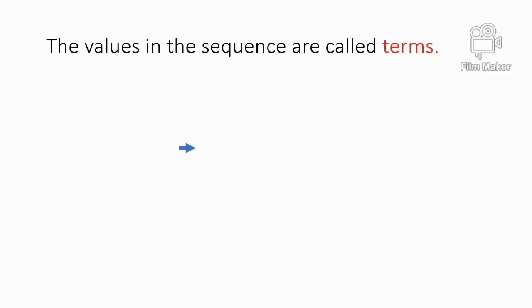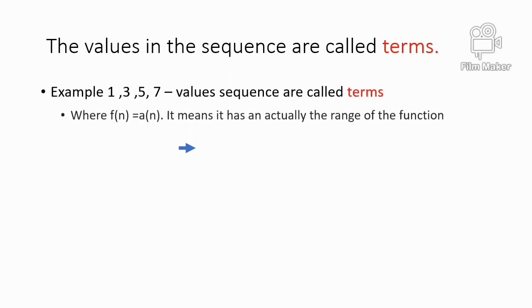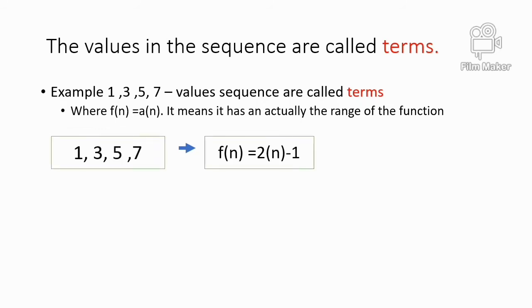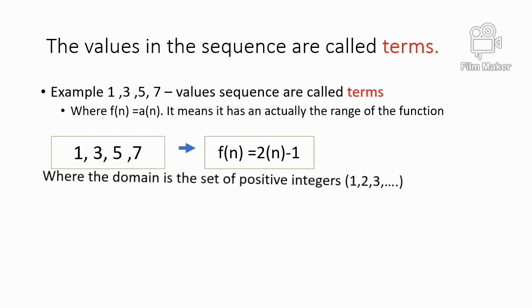The values in the sequence are called terms. Example: 1, 3, 5, 7. The values of the sequence are called terms, where f of n is equal to a sub n. It doesn't actually mean the range of the function. So 1, 3, 5, 7: f of n is equal to 2 times n minus 1.